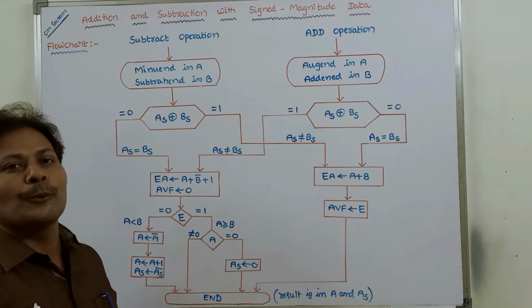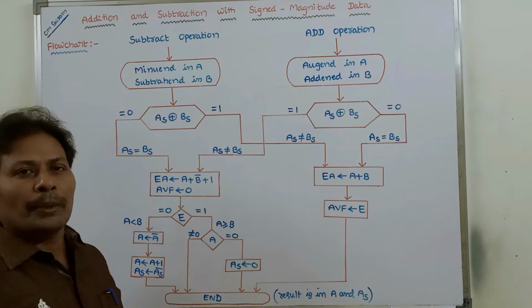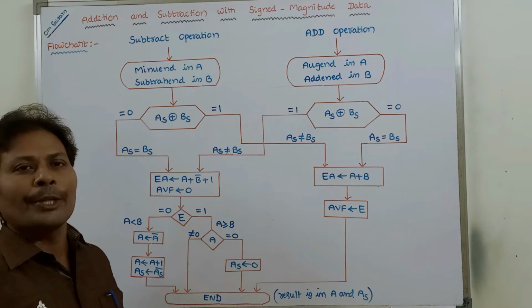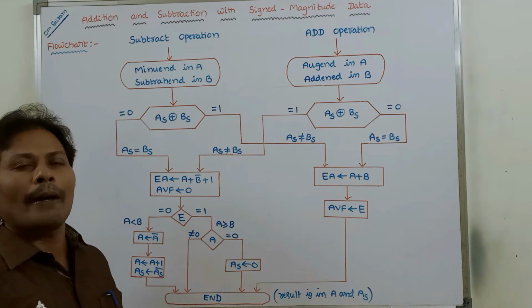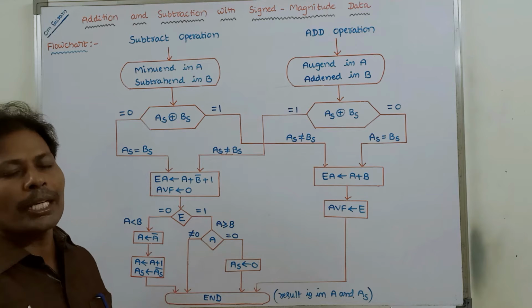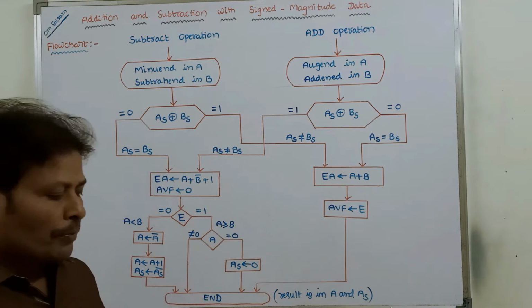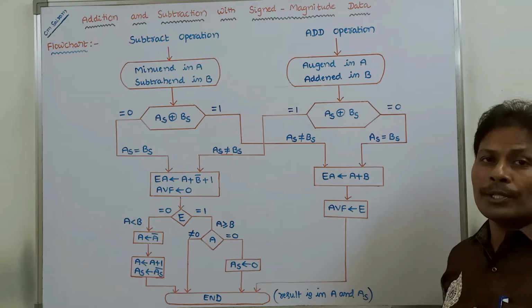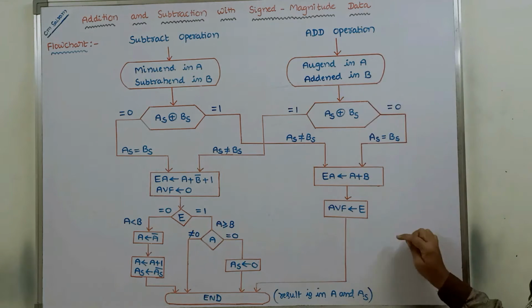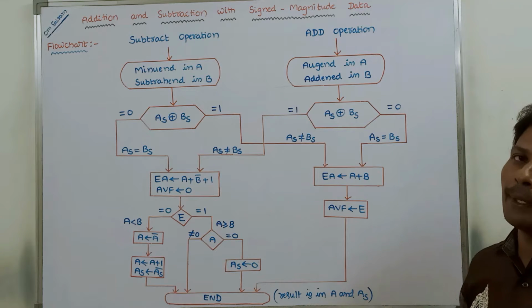Today we have to discuss the flowchart of addition and subtraction with signed magnitude data in the computer architecture course, computer organization course, computer organization and architecture course. It is one of the important concepts. First, we have to perform two operations. The first one is the add operation and the second one is the subtract operation.